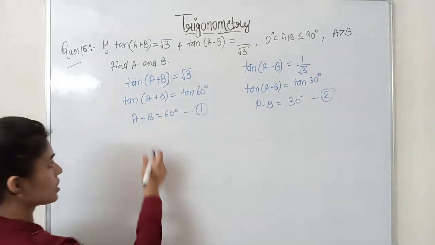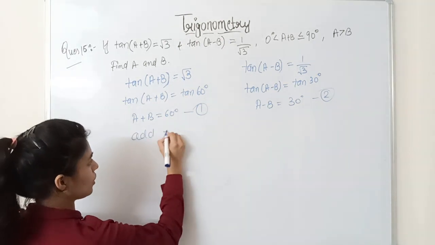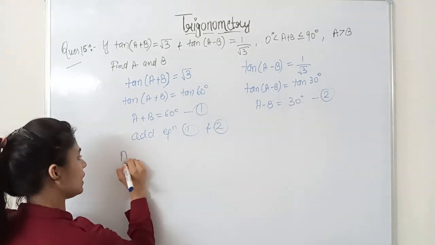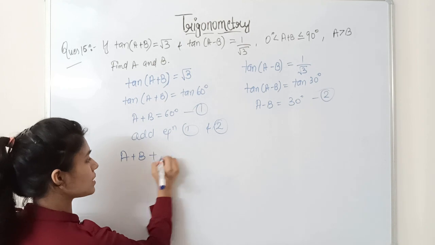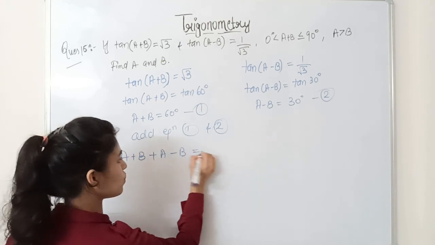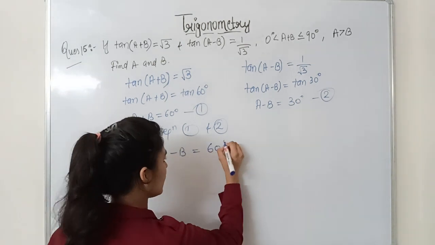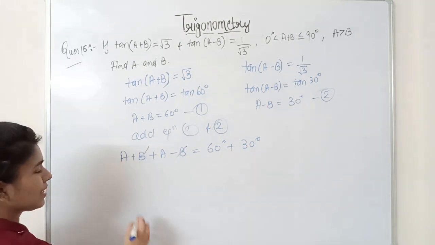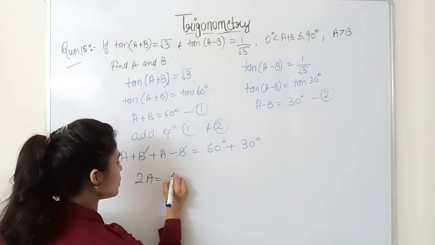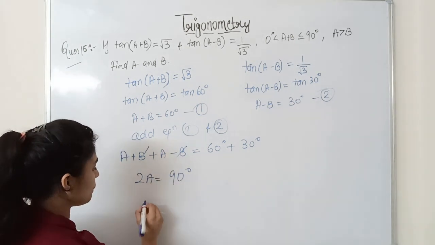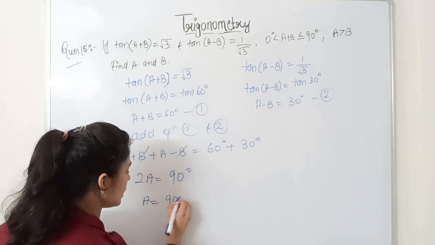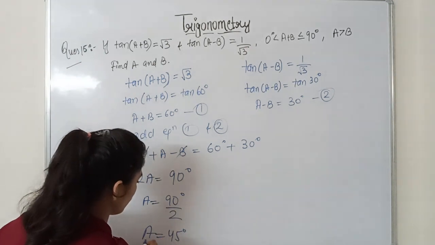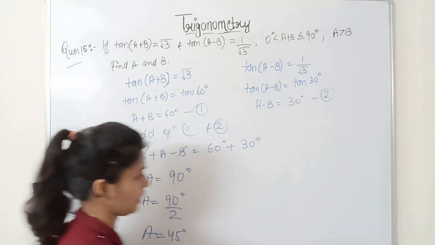Solve these two equations. Add equation 1 and 2. a plus b plus a minus b is equal to 60 degree plus 30 degree. b and b will be cancelled out. 2a is equal to 90 degree. a is equal to 90 degree upon 2, and a is equal to 45 degree.